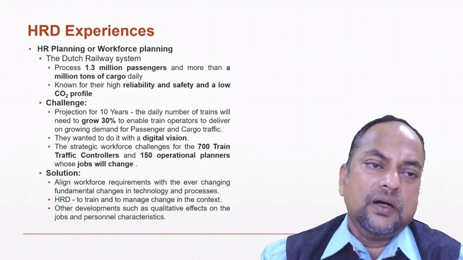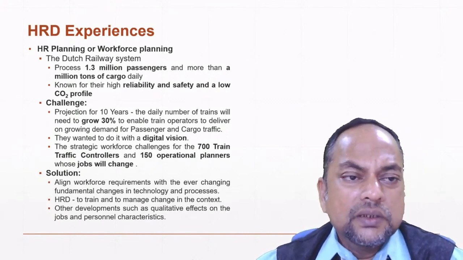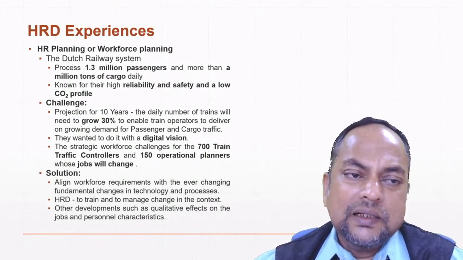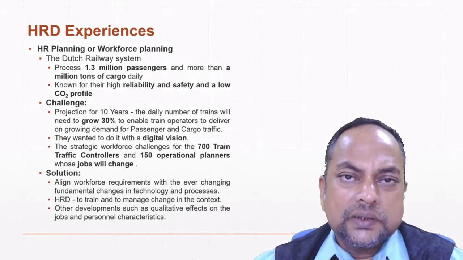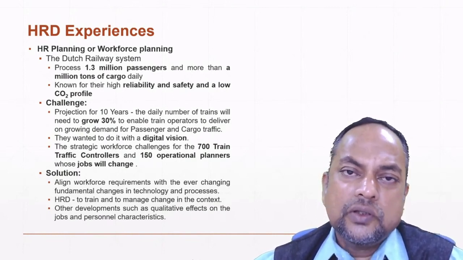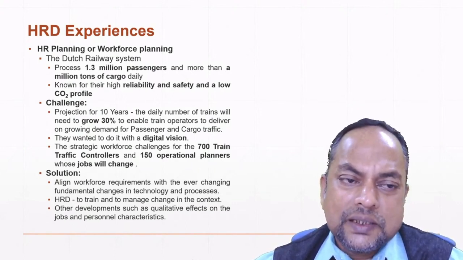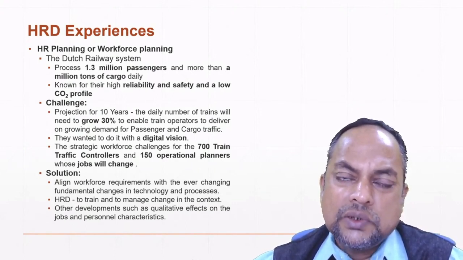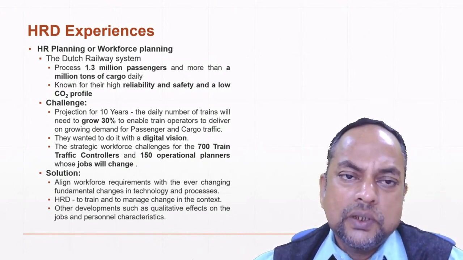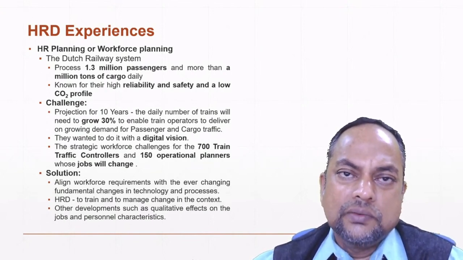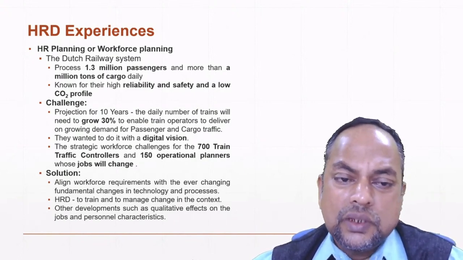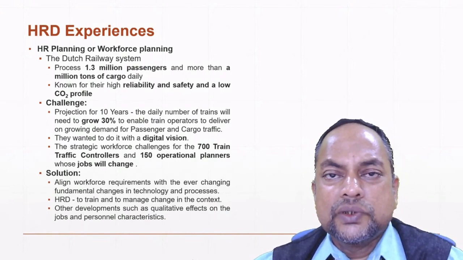So let us talk of the Dutch railway system. On average, they process 1.3 million passengers and million tons of cargo on a day-to-day basis. Beyond their moral responsibility, they were known for their reliability, for their safety standards, and for their low carbon dioxide profile. So overall, they had a good rapport, which made the organization face a demand for more and more passenger and cargo services.